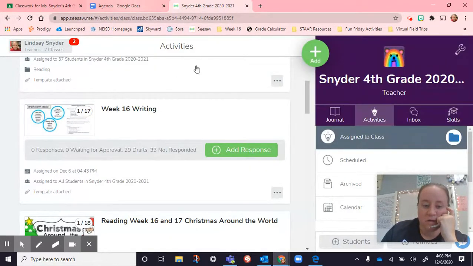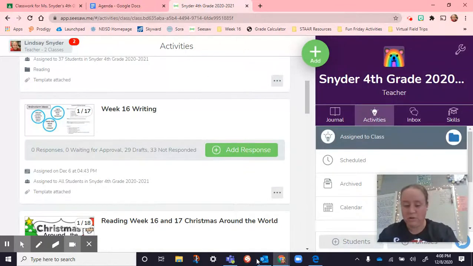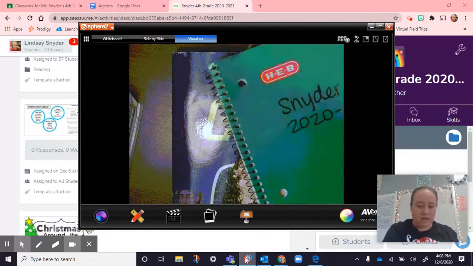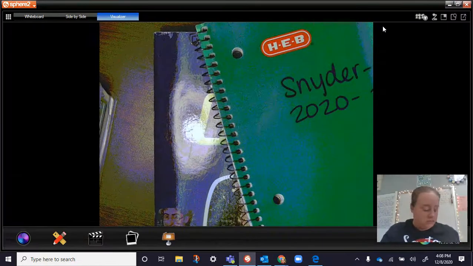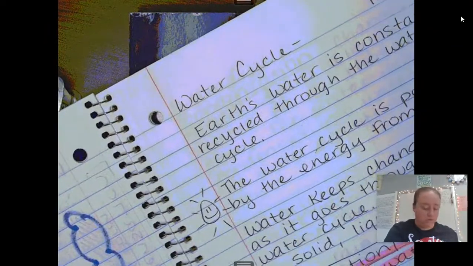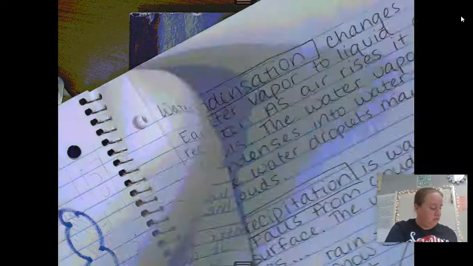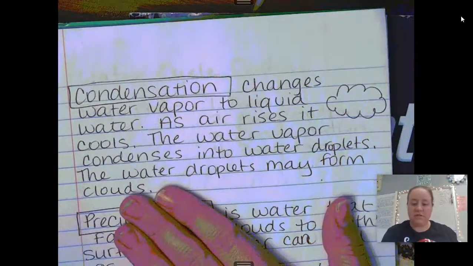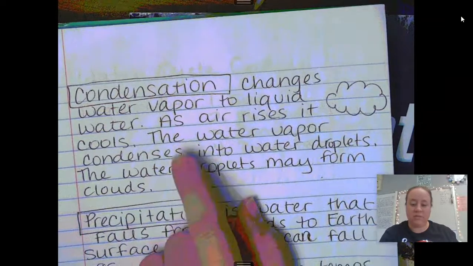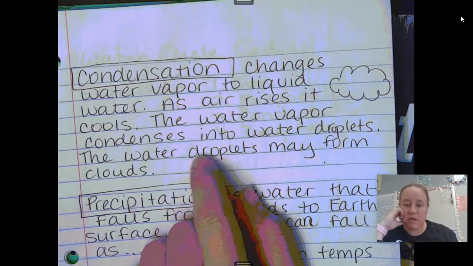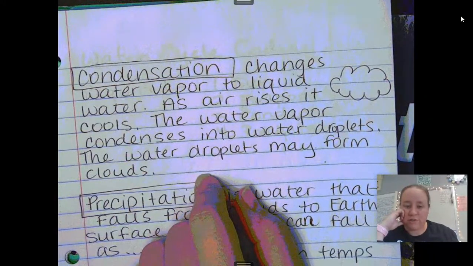And then for science today, let me open this back up. For science, yesterday we talked about evaporation. Today we went to the next part and started talking about condensation. So this first part here on condensation is what we did today. So condensation changes, and you can pause the video to make sure you have these notes. Condensation changes water vapor to liquid water.